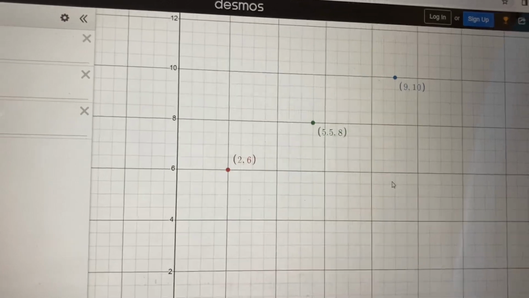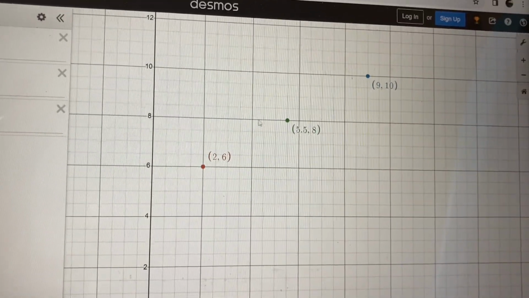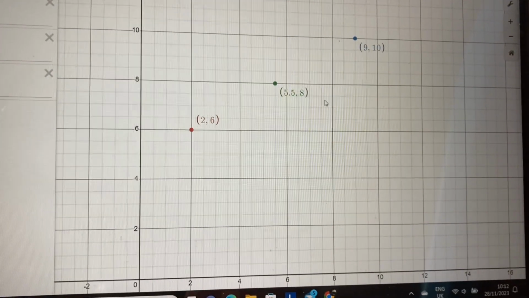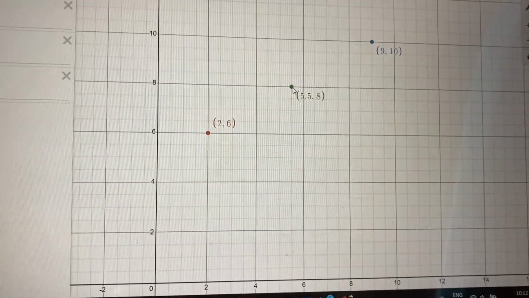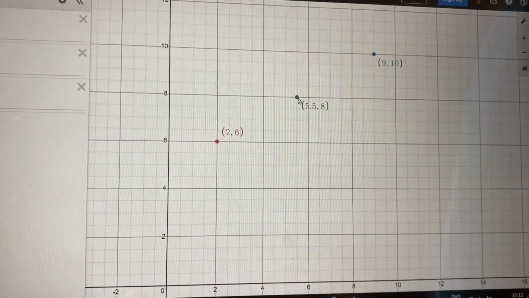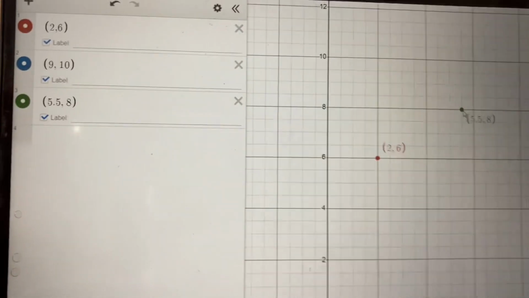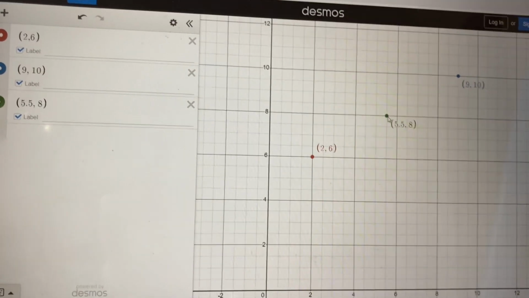Scroll that down a bit. Yeah, you can see 8 lies exactly between 6 and 10, and between 2 and 9 was 5.5. Okay, so that was steepness with gradients, linear and nonlinear functions, and the midpoint formula.